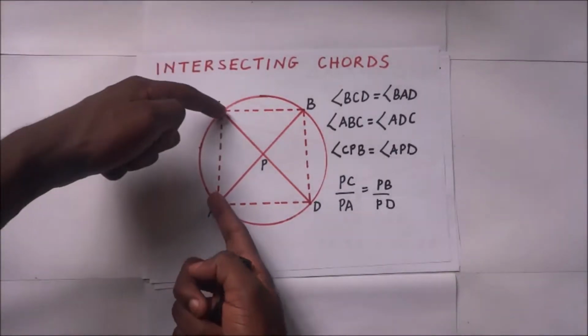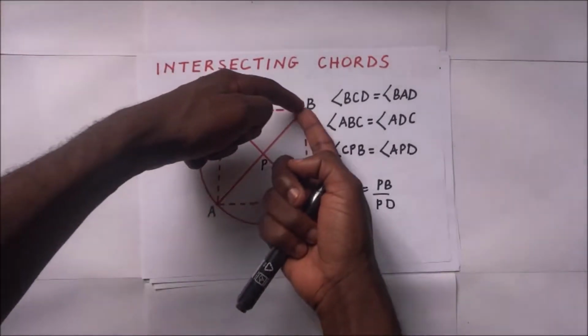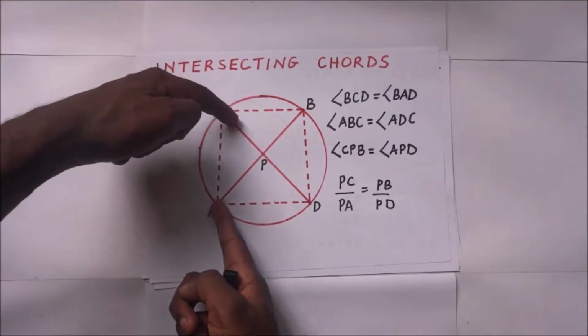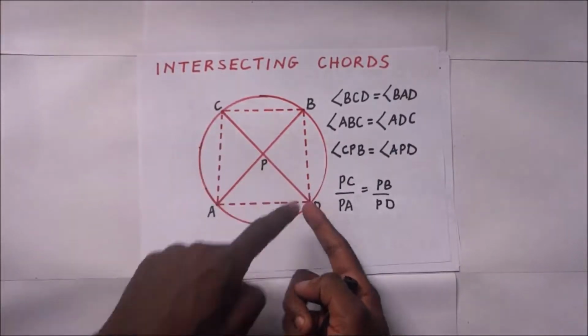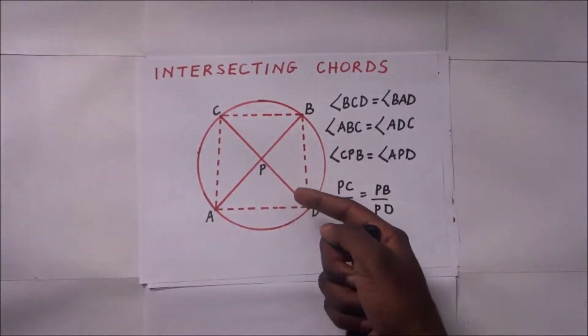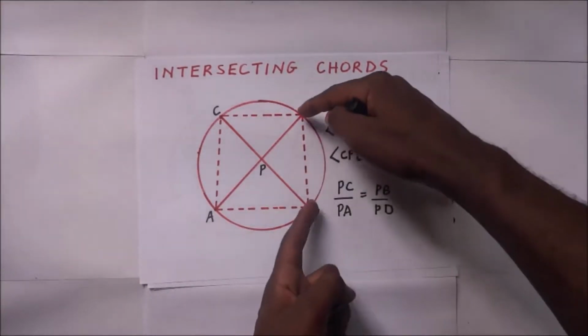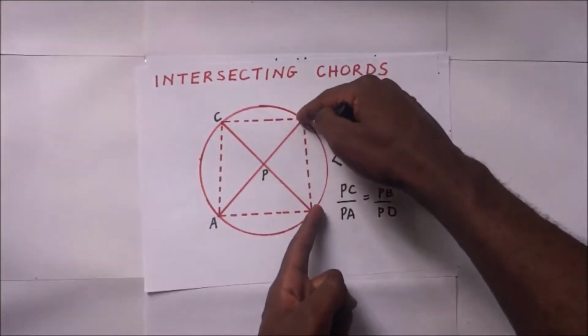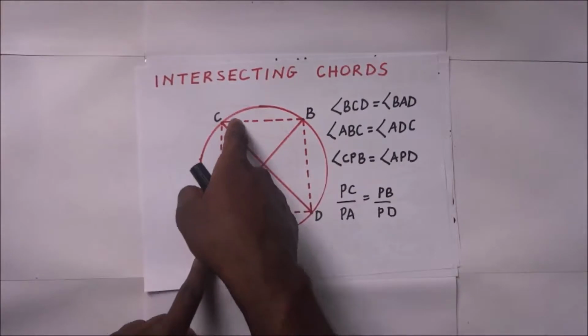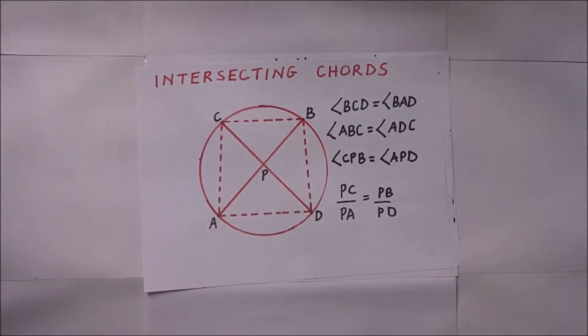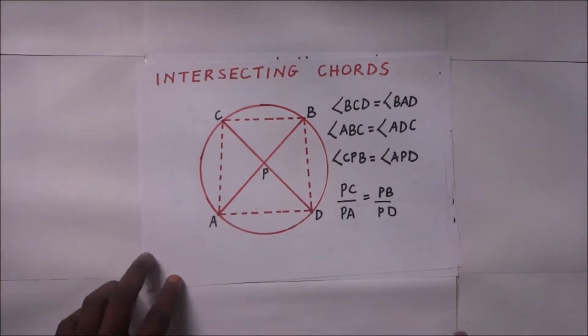So when you look at this chord, it is subtending an angle to that point, and also this same chord is subtending an angle to that point. So you find that this and that are the same. It is the same with this chord. It is subtending an angle there. It is subtending an angle there. So it means that this angle and that angle are the same as well.